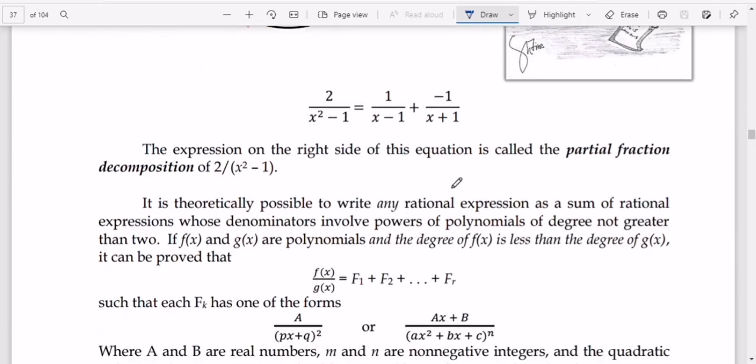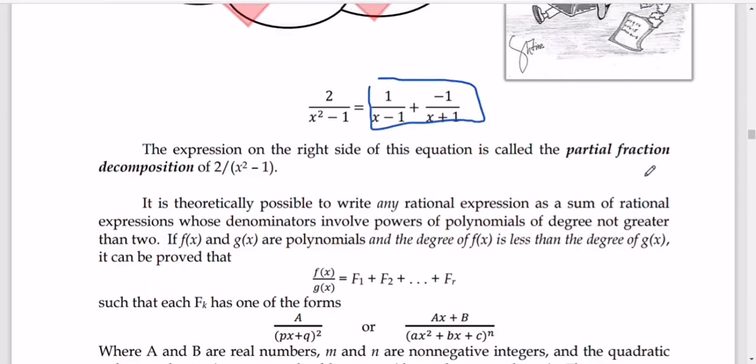So in this kind of rational expression, we have here 2 over x squared minus 1 equals 1 over x minus 1 plus negative 1 over x plus 1. These are just equal, but the expression on the right side is called the partial fraction decomposition of 2 over x squared minus 1. So again, this one is the partial fraction decomposition of this one.